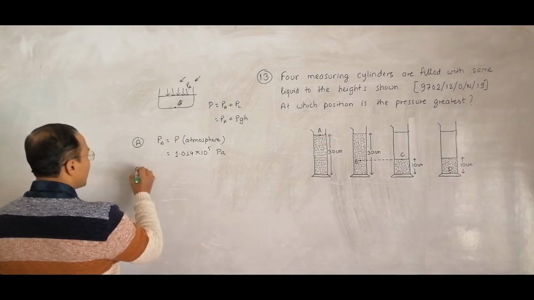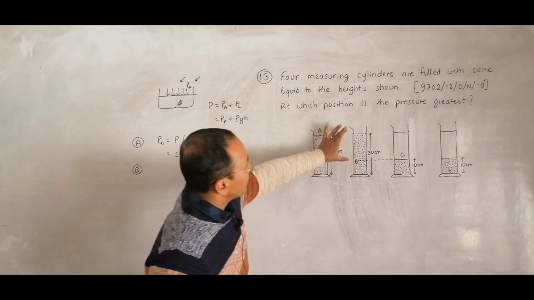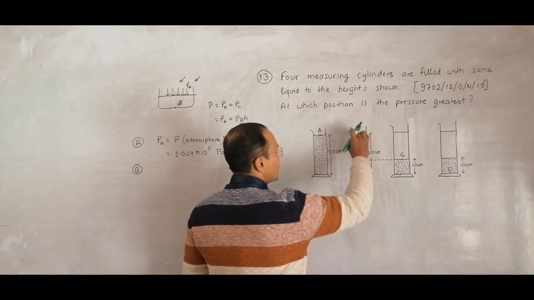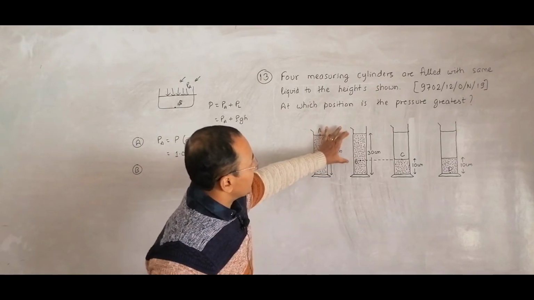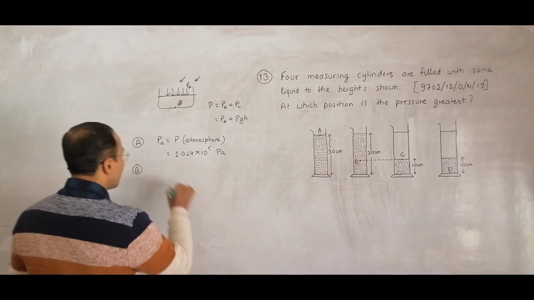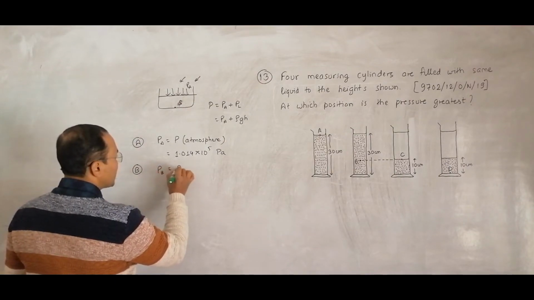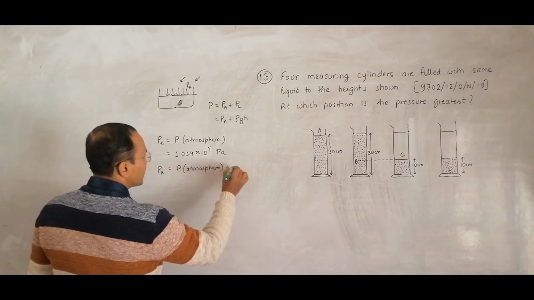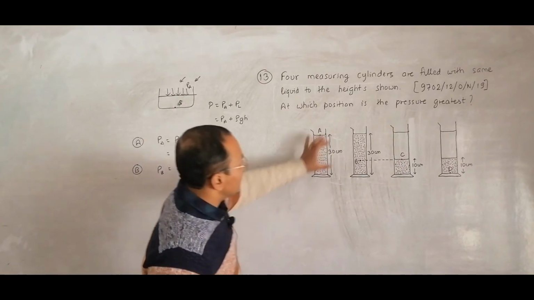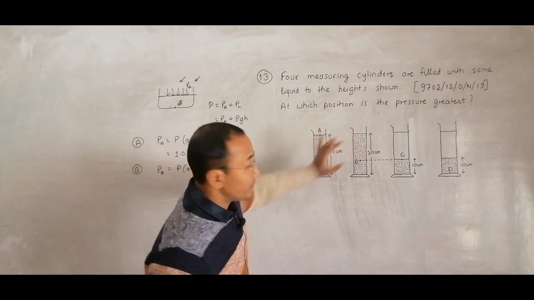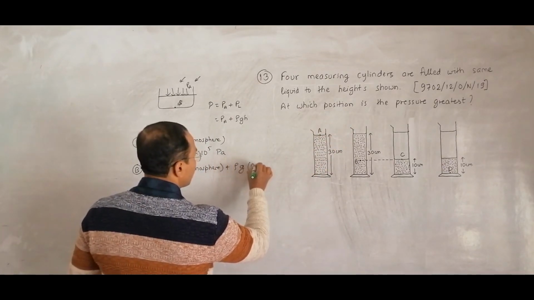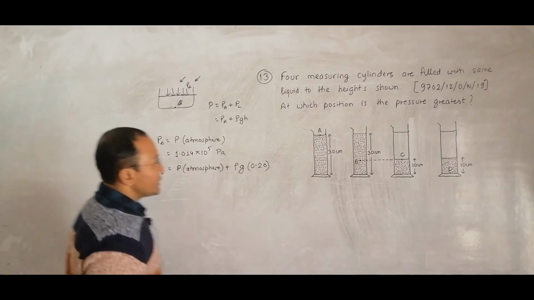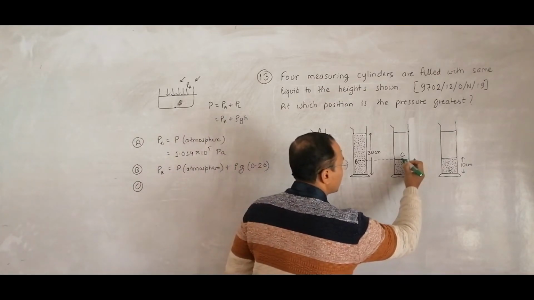Then in B, the pressure should be equal to pressure of atmosphere plus pressure due to this height of liquid. So the pressure at B should be equal to pressure due to atmosphere plus rho g into this height, which is 20 centimeter, and 20 centimeter in terms of meter is 0.20.